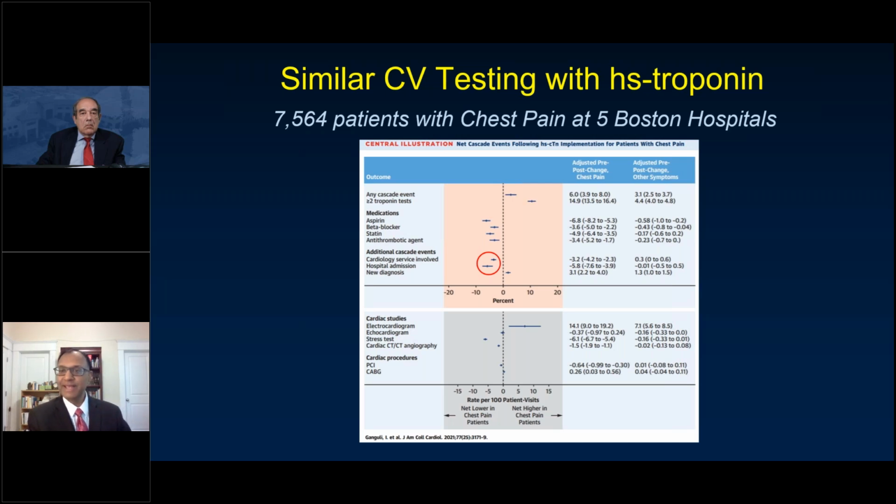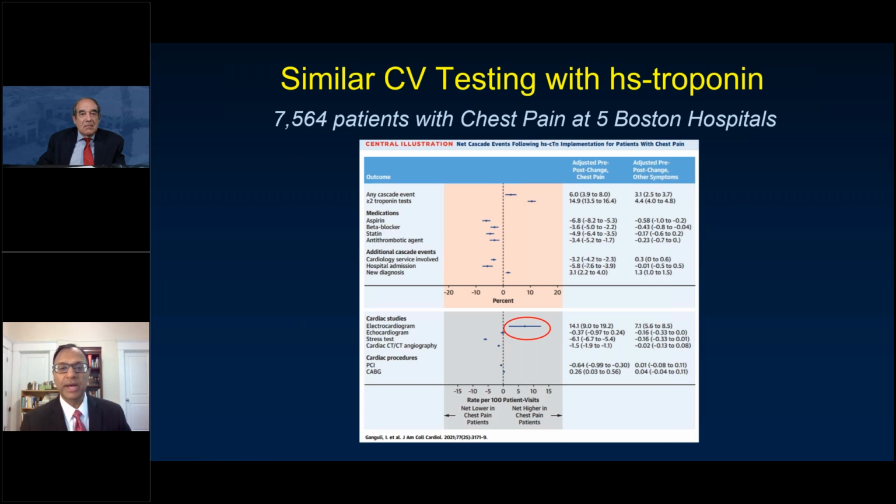I have a confession to make at Emory. It took us a long time to adopt HS troponin because we were concerned it was going to lead to a glut of cardiology consults. And we kicked the can down the road until 2021 when our vendor said, you really won't have a choice because we're retiring the old assay and we're only going to offer HS troponin. So we were encouraged to see data, and our own experience has shown that cardiology consultation has not increased since HS troponin implementation. ECG use has increased.